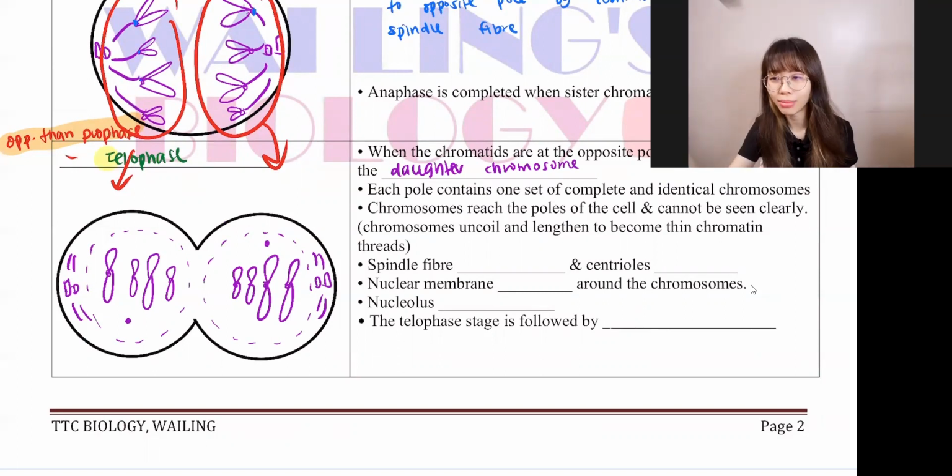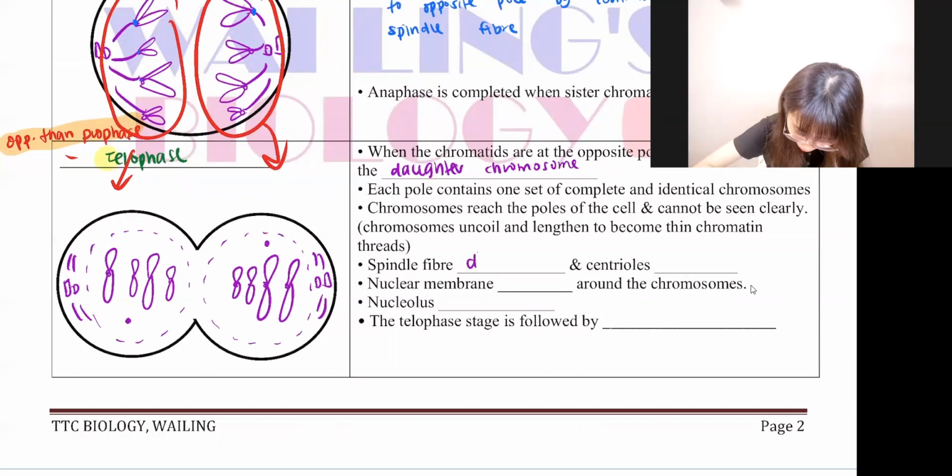They uncoil and lengthen to become thin chromatin threads. Just now it says the chromatids condense, right? Condense means they become shorter and thicker. Right now, the opposite meaning: uncoil means they will form into thin and long again. Instead of short and thick, it becomes long and thin again. Spindle fibers, just now they were forming, will disintegrate. Disintegrate means they will break down.